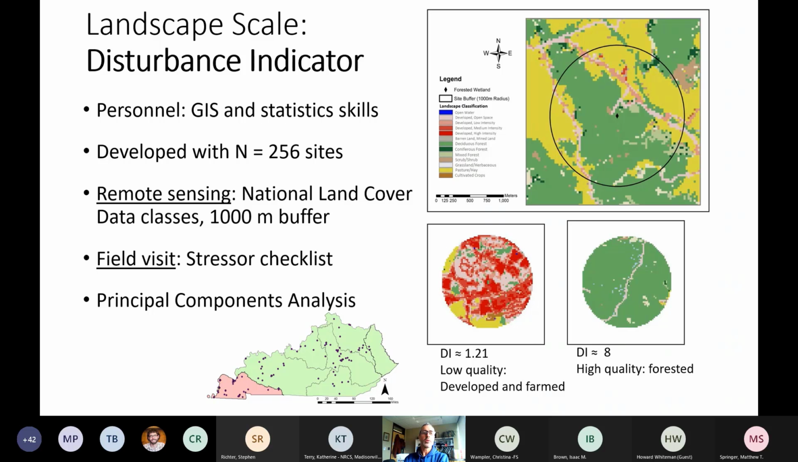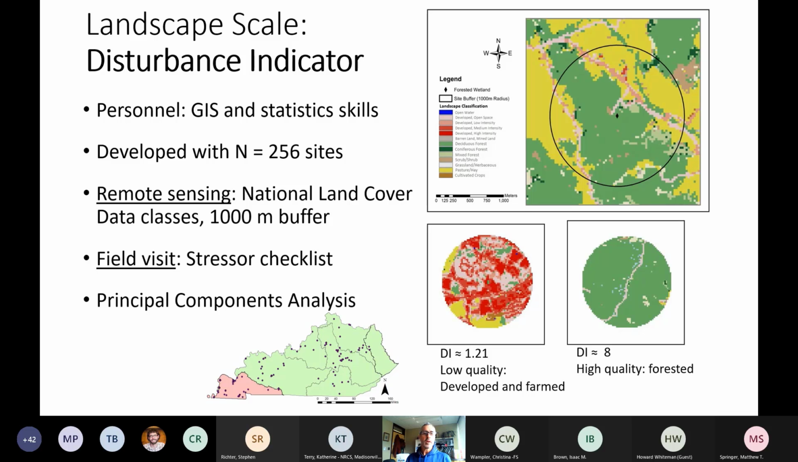So we also include in this disturbance indicator a field visit where we develop a stressor checklist that includes stressors like ditching, or has there been any clear cutting, or there are other alterations to the hydrology, or are there invasive species in the wetland? So that gets added in as another variable. And then we roll all that together in an ordination analysis, a principal components analysis.